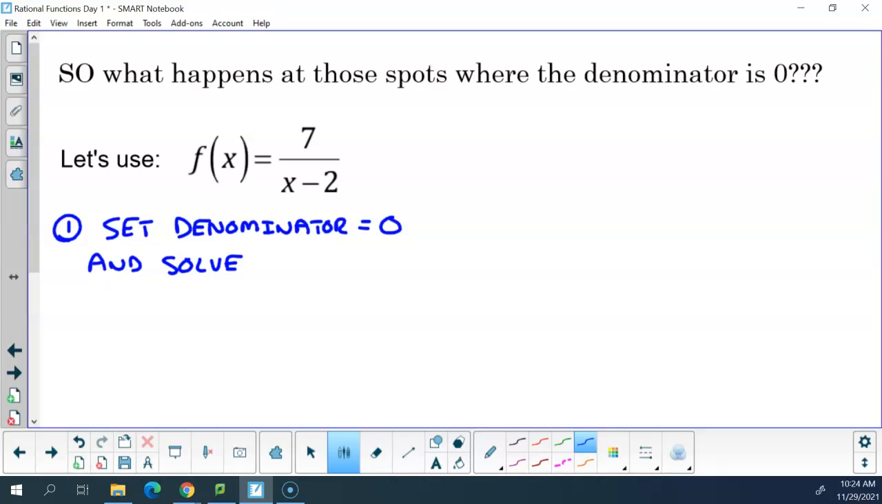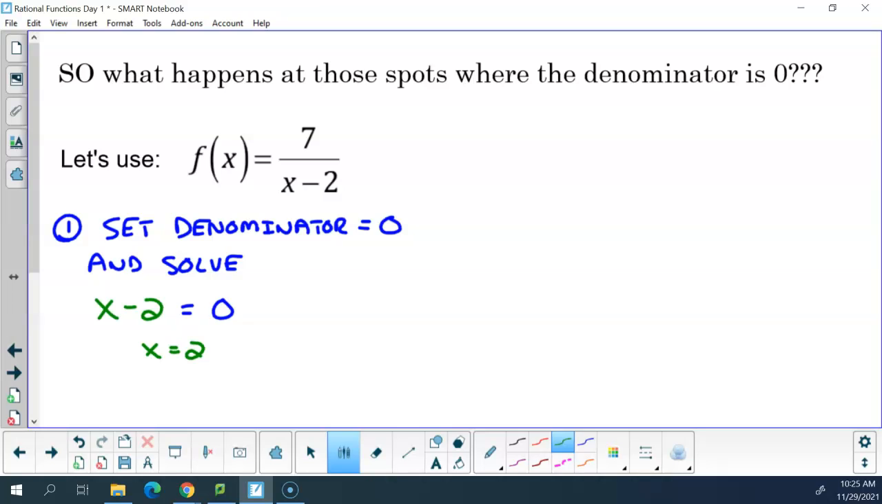Okay? So in this case, that would be x minus 2 equals 0. Quick solve gets me x equals 2. So if I plug 2 into my function, I should get a denominator that's equal to 0. Right? 7 on top, 2 minus 2 on the bottom, 2 minus 2 is 0. So I get 7 over 0.